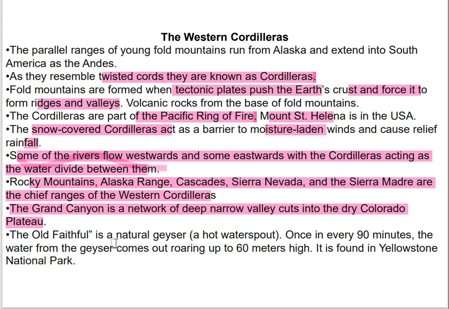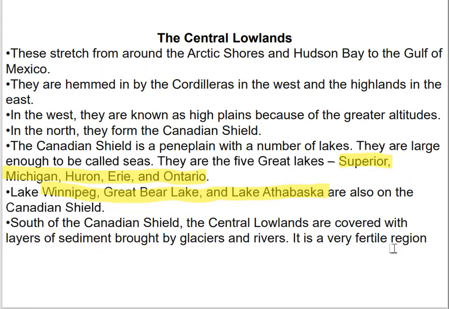The Old Faithful is a natural geyser, a hot water spout. Once in every 90 minutes, the water from the geyser comes out roaring up 6 meters high. It is found in Yellowstone National Park, which is situated in the North American continent. It is a very important national park, and Yellowstone rivers also flow there. It is known as a natural geyser because it has hot water.